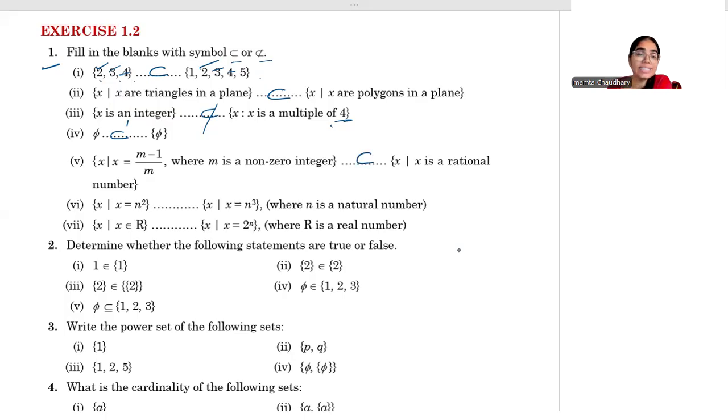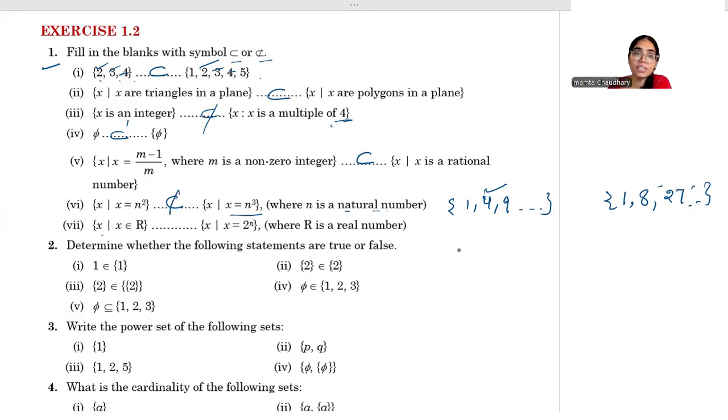Now next, X such that X equals n square, and n is a natural number. So we can write 1 square is 1, 2 square is 4, 3 square is 9, like that. And here X equals n cube. So here we'll write 1 cube is 1, 2 cube is 8, 3 cube is 27, like that. Now you can see here 4, here we don't have 4. So it is not the subset.